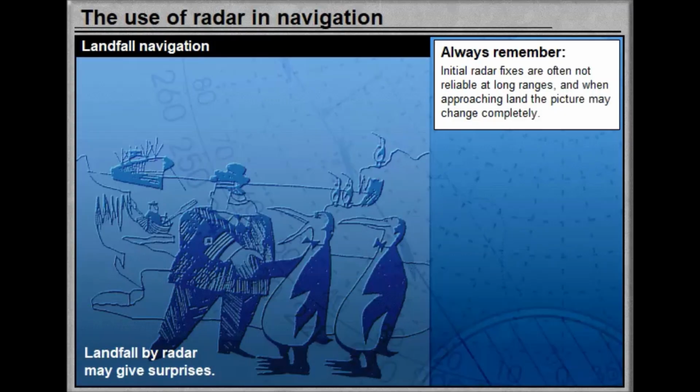Radar can be very useful, especially during bad visibility. However, and this should be remembered, initial radar fixes are often not reliable at long ranges, and when approaching land, the picture may change completely.